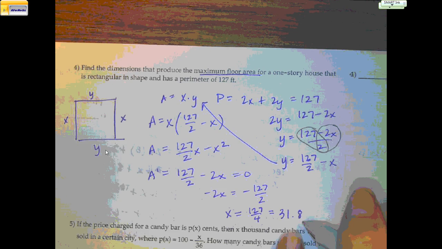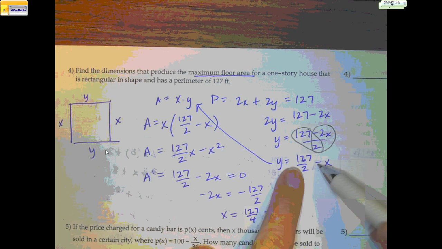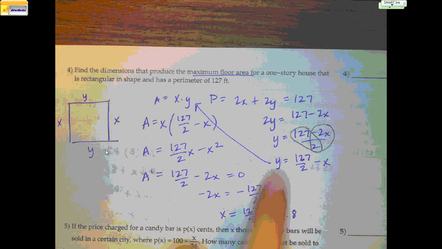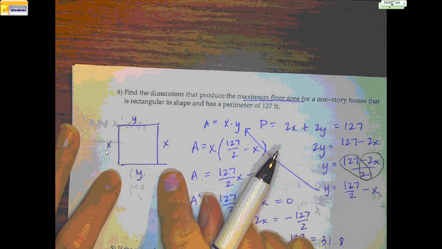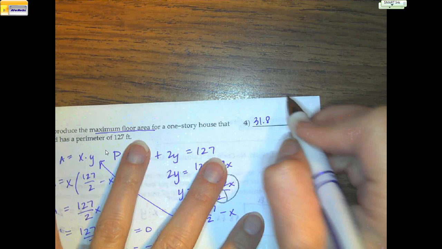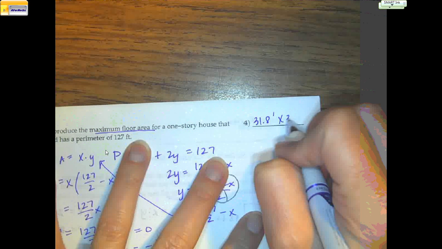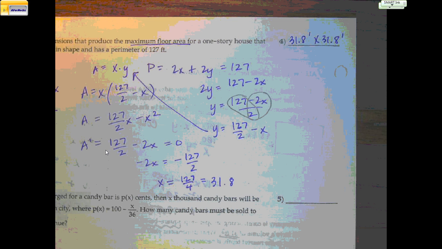You can take that value and plug it back in over here to find your y value, which I think is the same. It is. Also 31.8. Which, again, these rectangle problems, I think I told you guys this: when you're maximizing area of a rectangle, it is a square. So the dimensions are going to be 31.8 feet by 31.8 feet. Make sure you know how to do that one.